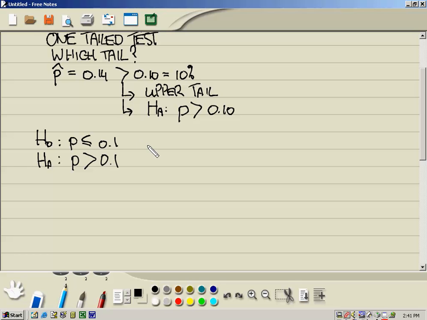P is less than or equal to 0.1, the claim is valid, and alternatively then the claim is not valid if the sample proportion is greater than 10%. Remember, in your statements here, what you want are accurate statements without any probabilistic feel to them. These are precise statements.